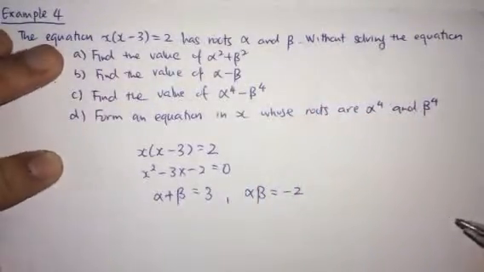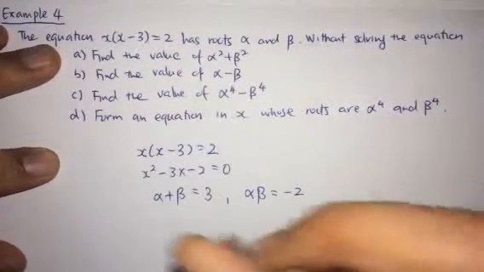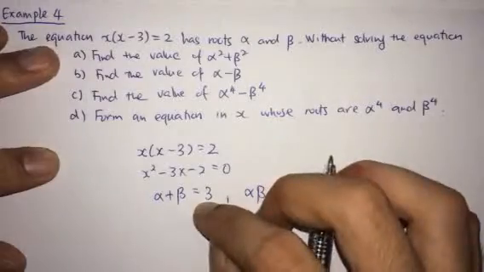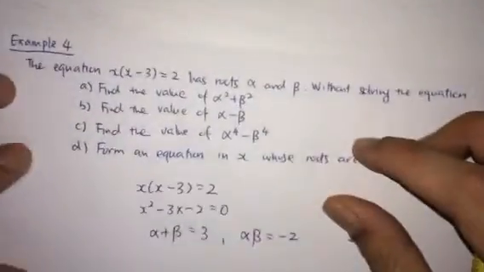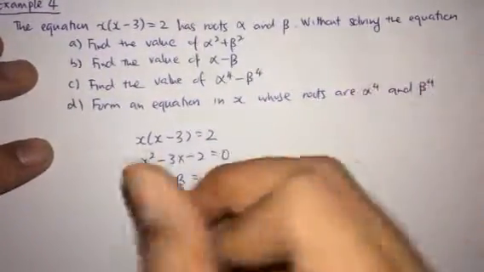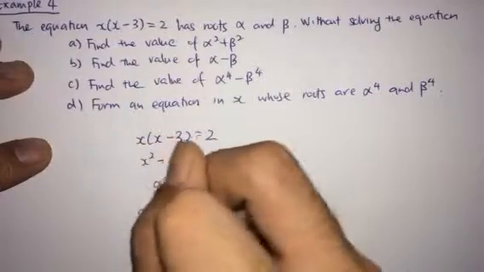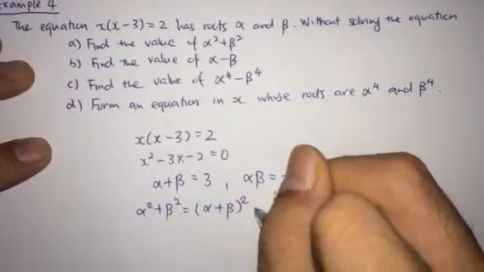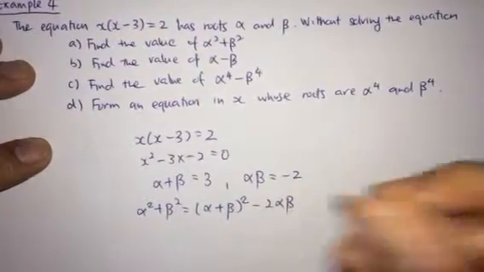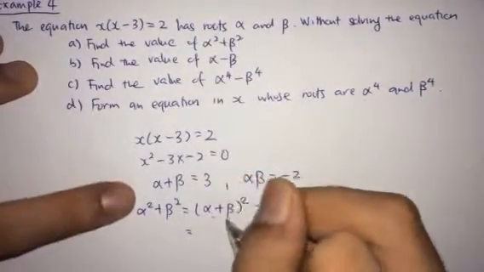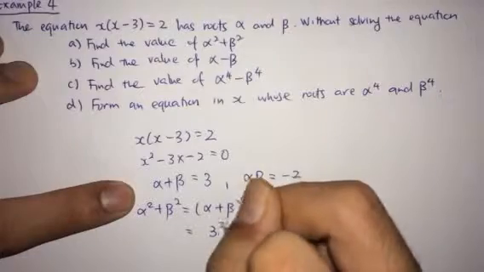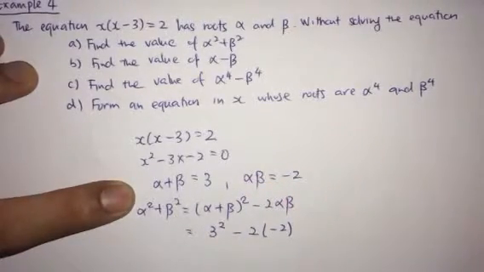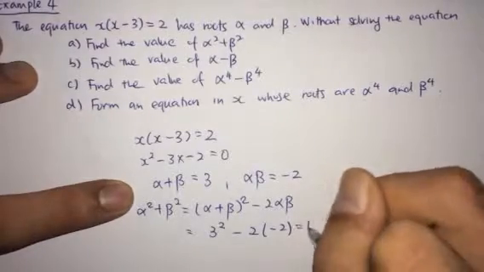The first question requires us to find alpha square plus beta square. Similarly, it is the same as the previous three examples. So alpha square plus beta square is actually alpha plus beta square minus 2 alpha beta. So alpha plus beta is 3, square, minus 2 times minus 2. So this will give me 13.